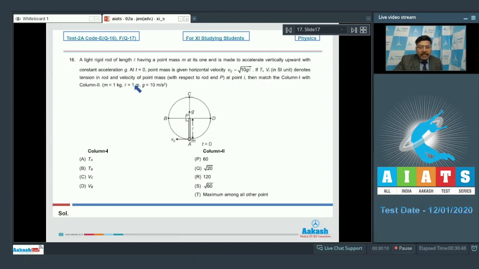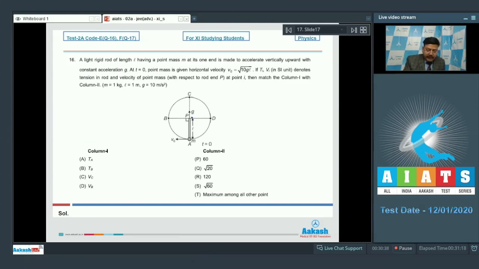The values of m, L, g are given. m is 1 kg, L is 1 meter, g is 10 meter per second squared. This is the figure and these are the columns. So let's first find the value of TA. Well, this point is given acceleration g.